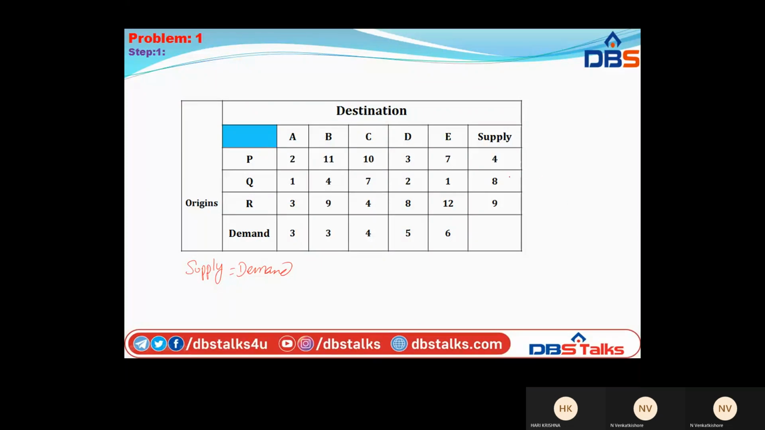What is this supply value? 8, 4, 12, 12 plus 9. Summation of supply should equal summation of demand. The sum of the demand is 3 plus 3 plus 4 plus 5 plus 6, that is 21. So here also 21. So 8 plus 4, 12, 12 plus 9, 21. Since the summation of supply is equal to the summation of demand, it is a balanced transportation problem.